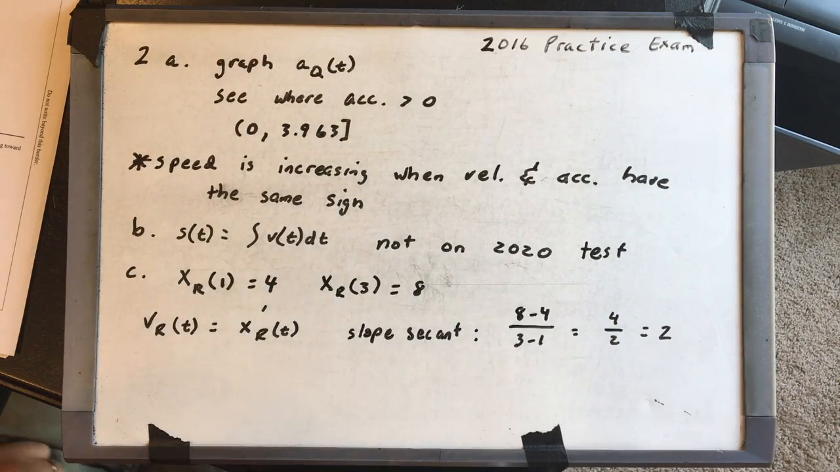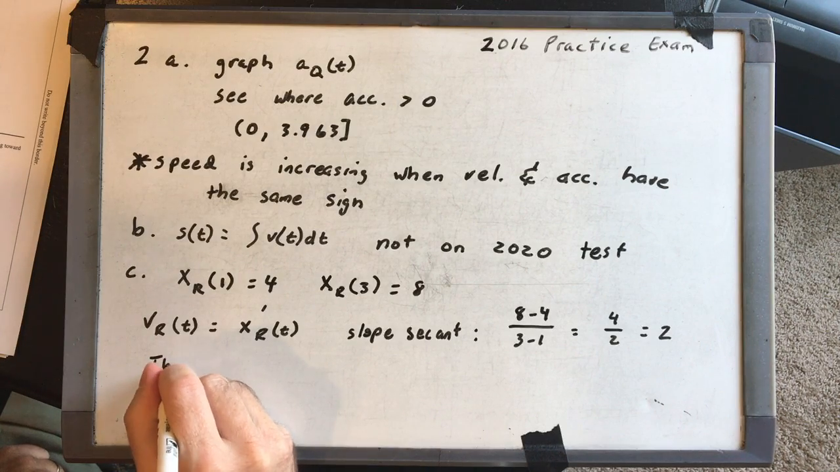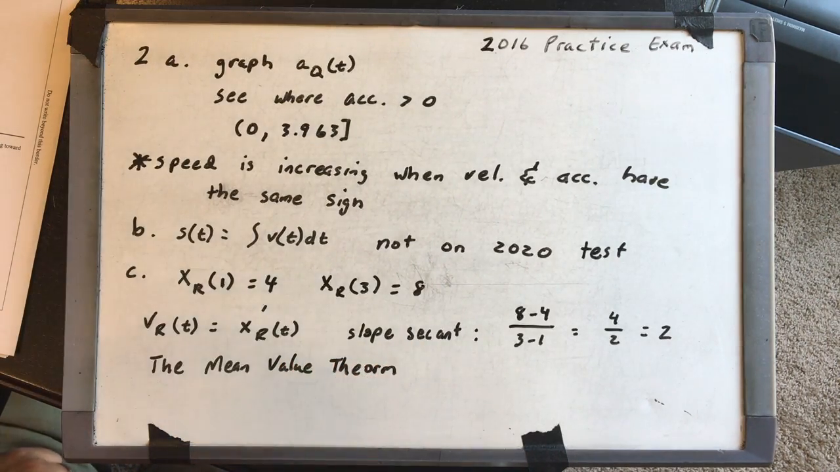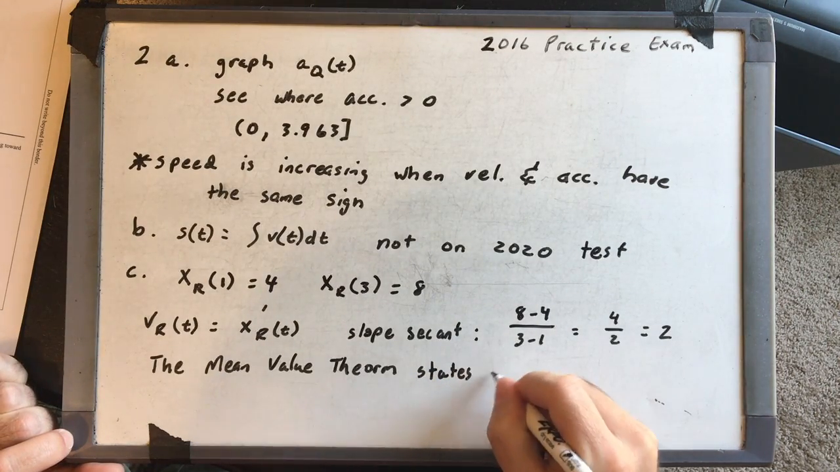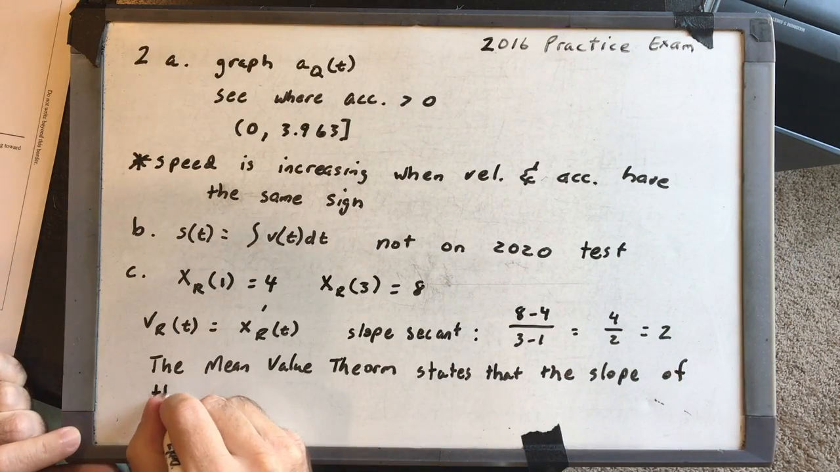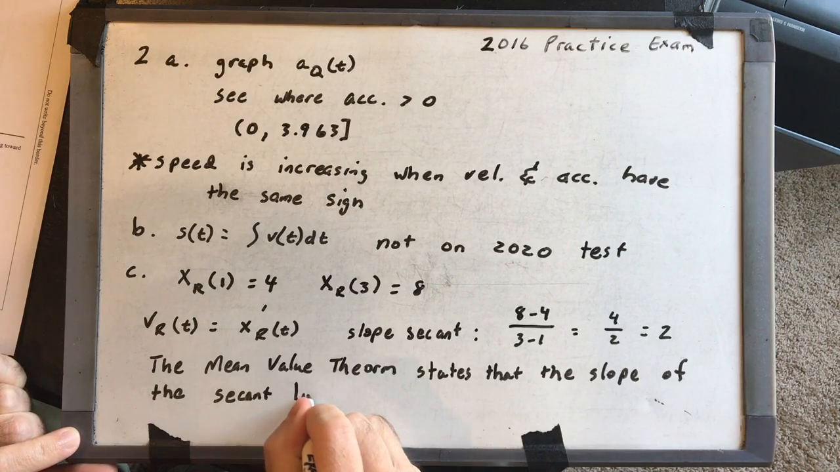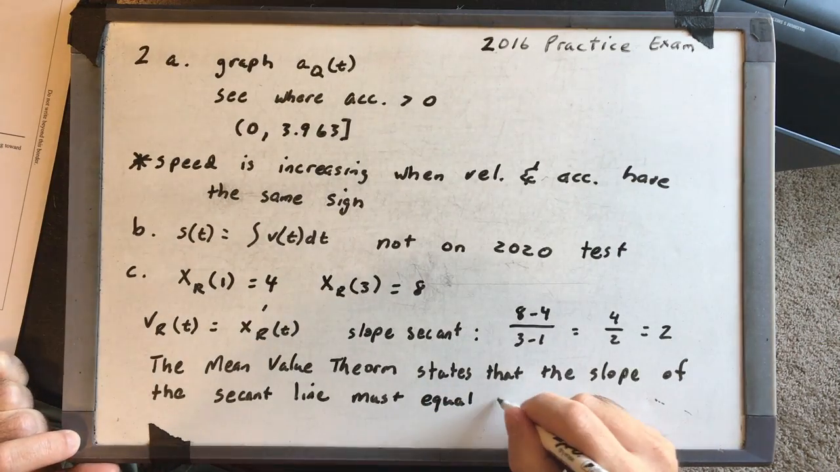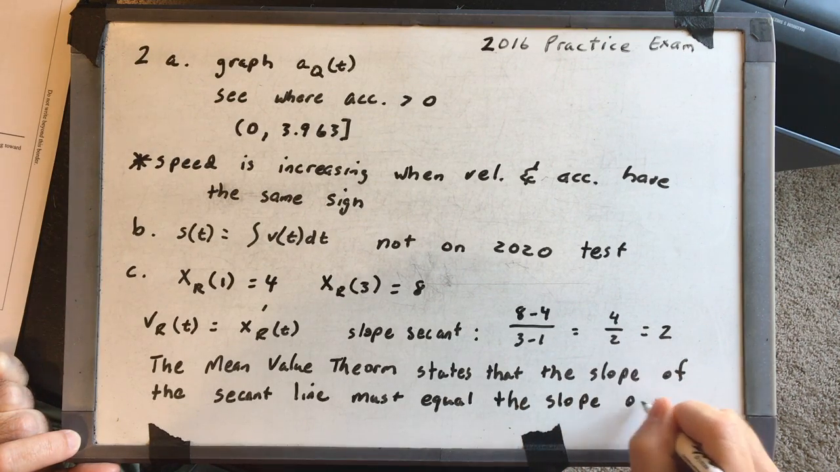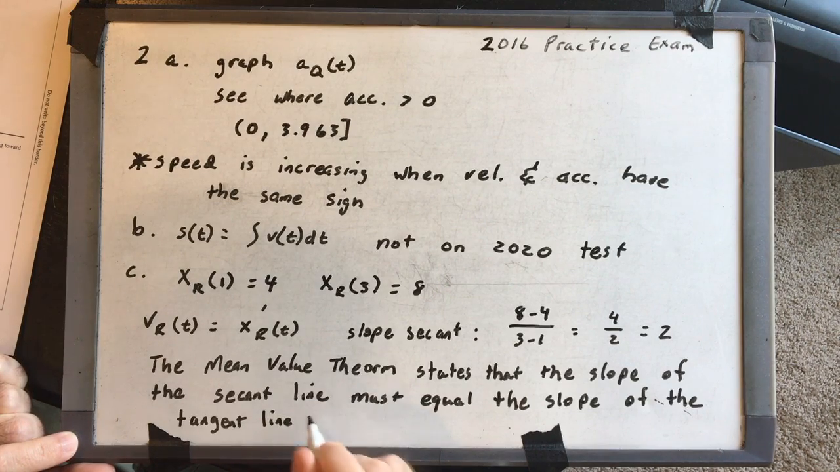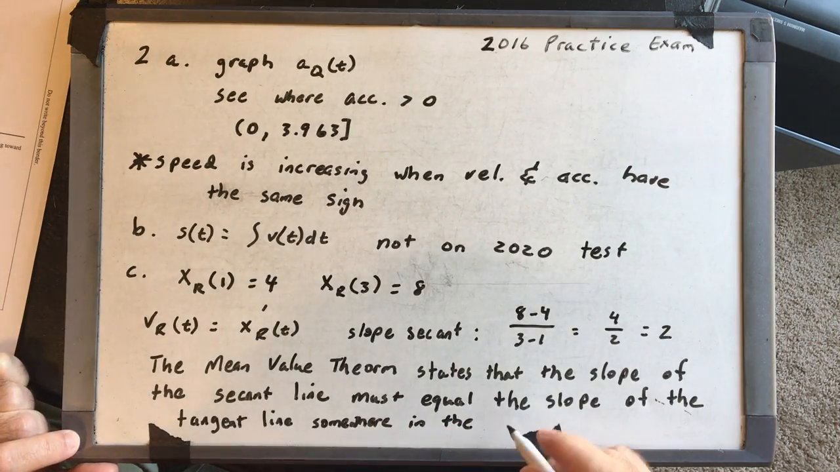So the explanation is the mean value theorem states that the slope of the secant line must equal the slope of the tangent line somewhere in the continuous interval.